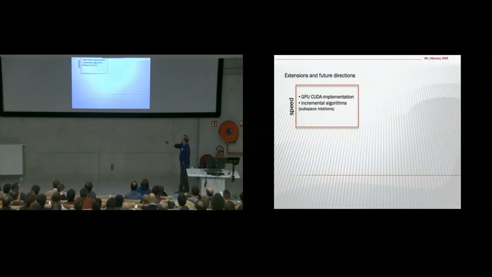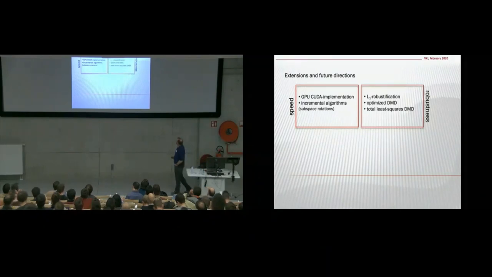Okay, so these are just a few things: speed up, GPU, CUDA implementations exist. We have a parallelized version of it. If people are interested, these are the codes that we give away. They are fully MPI. Incremental algorithms, of course, play a role. At the core of the DMD is an SVD, so if we make that faster, you make the whole thing faster. So incremental algorithms help a lot.